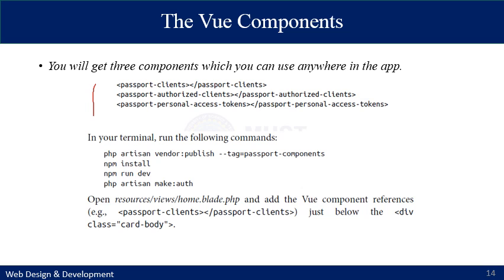So in your terminal, you can run the following commands to make authentication. First of all, you have to create the passport components by the php artisan vendor:publish command, and then you have to install the client-side libraries to run the Vue components, such as npm install and npm run dev, and finally make the authentication. In the next tab, you open the resources/views/home.blade.php file and add the Vue component references just below the div class.